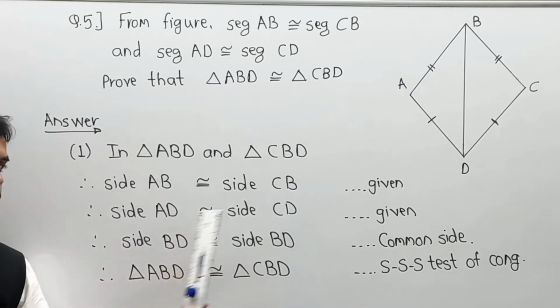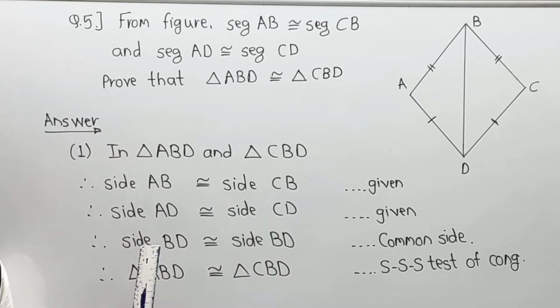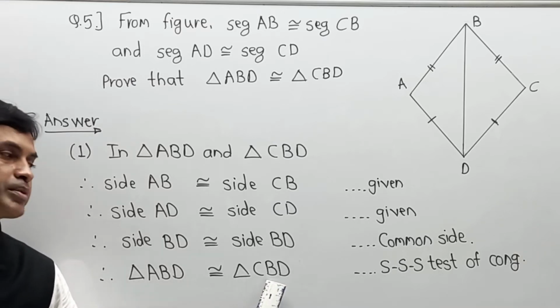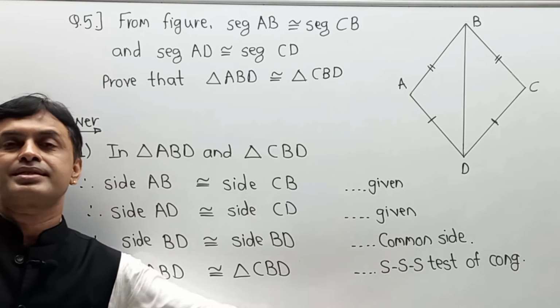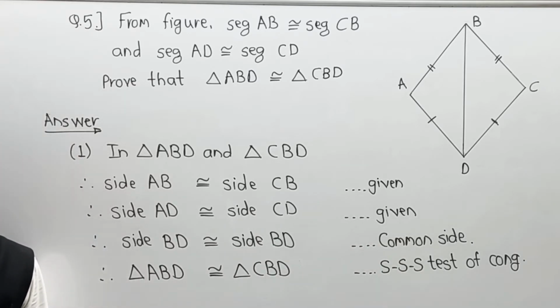Remember, already two sides are congruent given by them, and side BD congruent to side BD is common side or you can say same side. Naturally, first triangle, that is ABD, congruent to second triangle means CBD by SSS test of congruency, and in this way we can complete the answer.